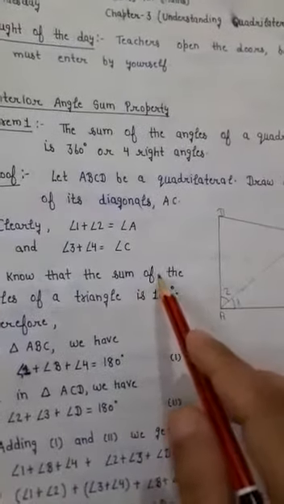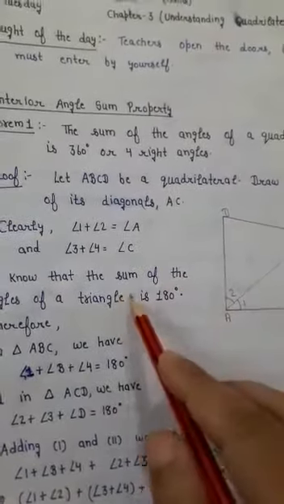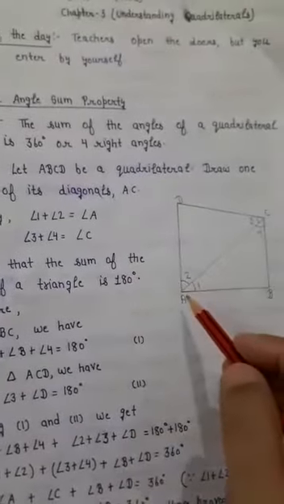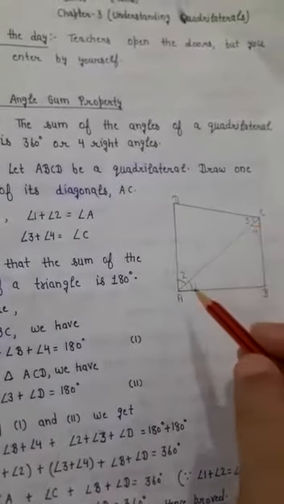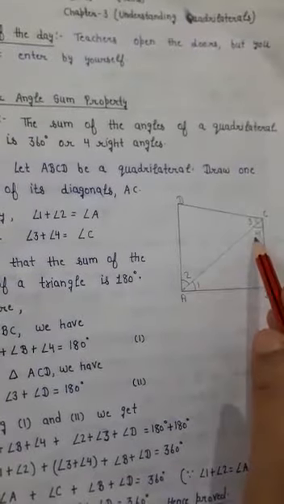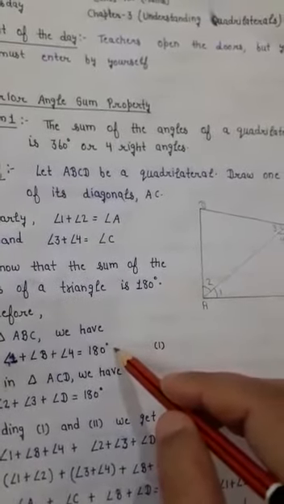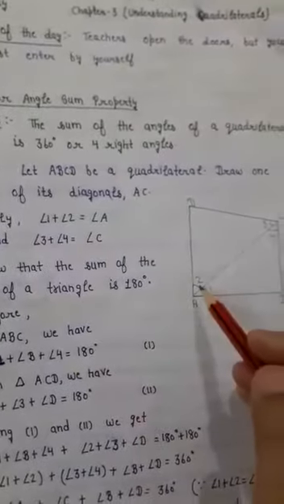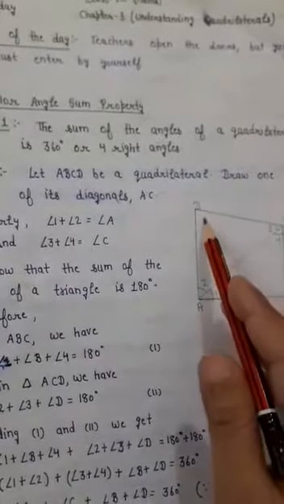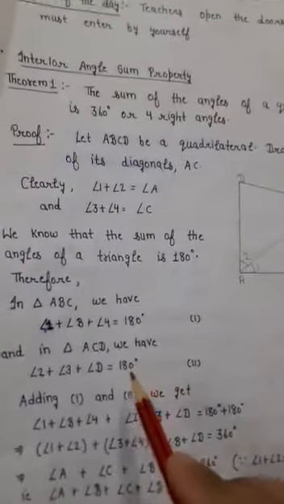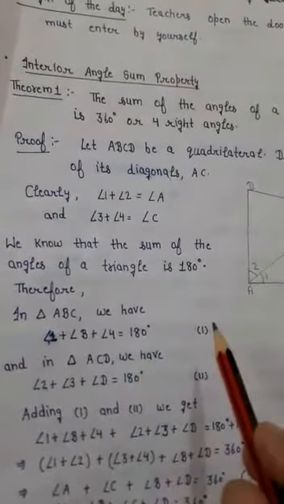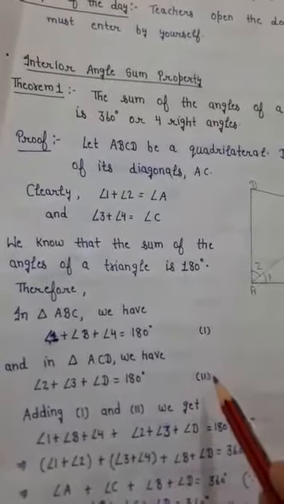Now, we know that the sum of the interior angles of a triangle is 180 degrees. In triangle ABC, angle 1 plus angle B plus angle 4 equals 180 degrees by the angle sum property of a triangle. In triangle ADC, angle 2 plus angle D plus angle 3 equals 180 degrees. Now add both the equations. I will assume that this is equation 1 and this is equation 2.